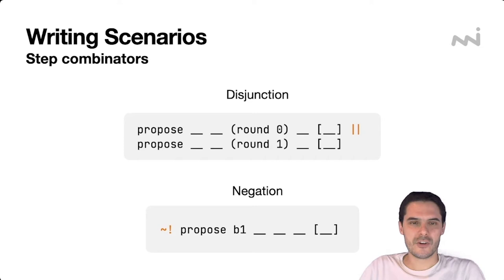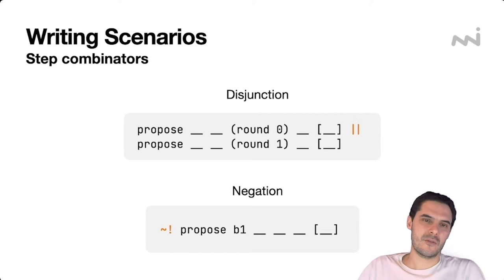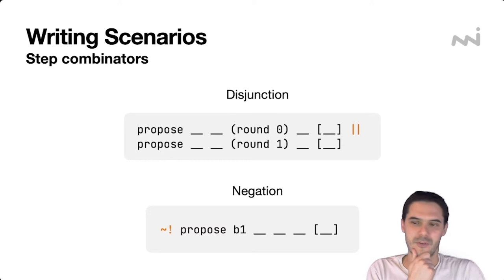We have also this disjunction. So here it's a proposal. So I have a step which matches a proposal at round 0, from anyone to anyone, and a step that matches a proposal at round 1. And so if I write the disjunction of these two steps, then I have a step which matches either a proposal at round 0 or a proposal at round 1. And the negation, so here we have a negation of a proposal from B1. So this will match any message which is not a proposal from B1. So it can match, for instance, any endorsement or pre-endorsement, or say a proposal from B2.